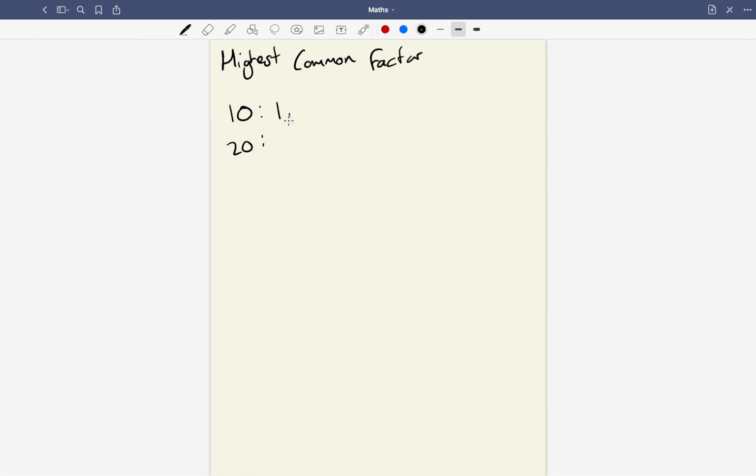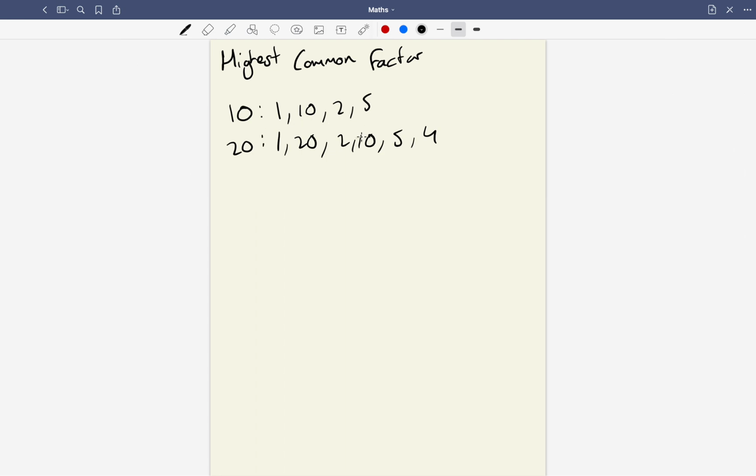So for 10, you've got 1 and 10, and you've got 2 and 5. These are factors, and these are factors. So if you do 10 divided by 1, you'll get 10. If you do 10 divided by 10, you'll get 1, and 10 divided by 2, you get 5. 10 divided by 5, you get 2. Now with 20, you've got 1 and 20, 2 and 10, and you've got 5 and 4, because 5 times 4 equals 20. So that's the way you can do it with smaller numbers.